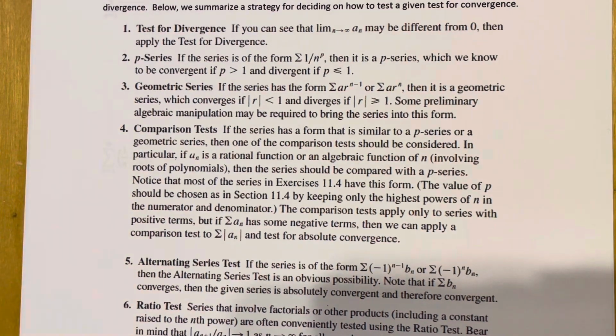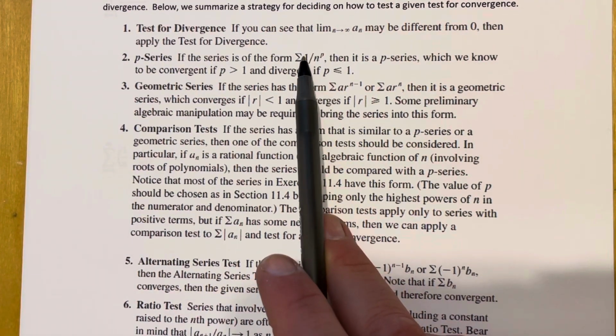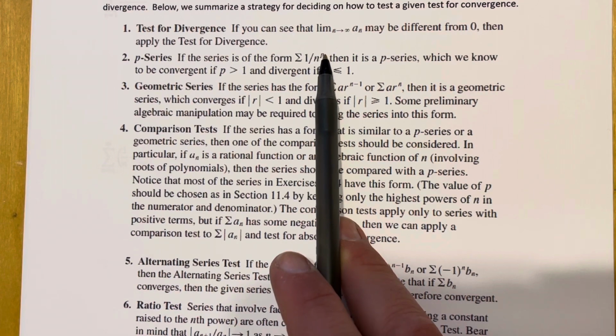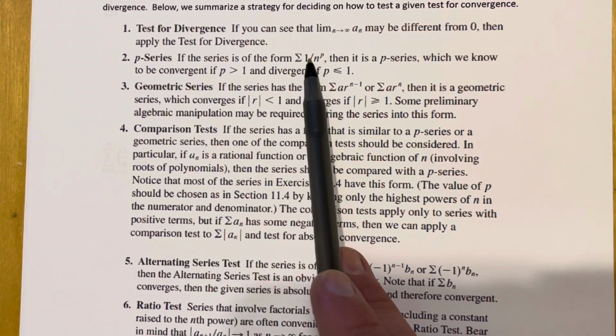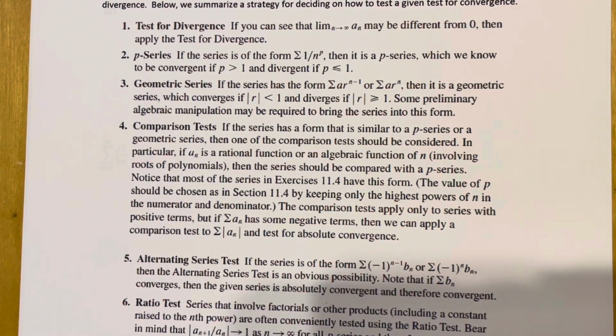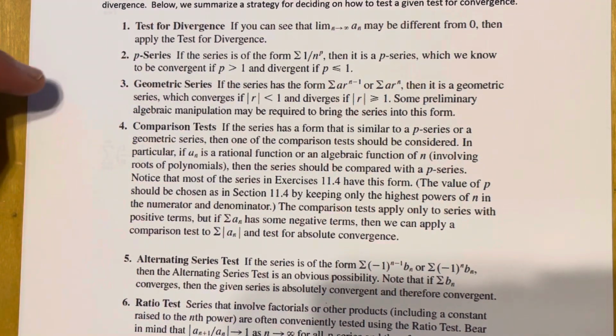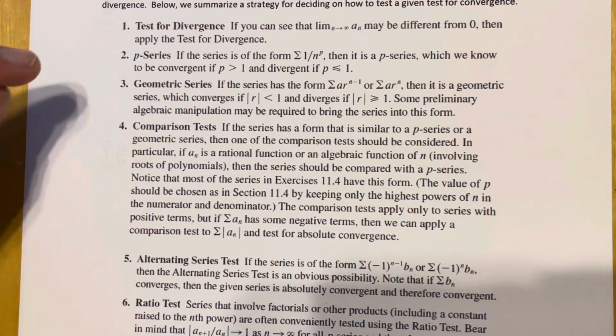So the first is a p-series. If you recall, that's a series where the terms are of the form 1 over n to some power p. We know that this series will converge if p is greater than 1 and will diverge if p is less than or equal to 1. Sometimes you have to manipulate this term, this 1 over n to the p, to get it into that form. But if you can recognize your series as a p-series, this is a very quick and easy way to test it for convergence or divergence. Almost as easy as the geometric series.